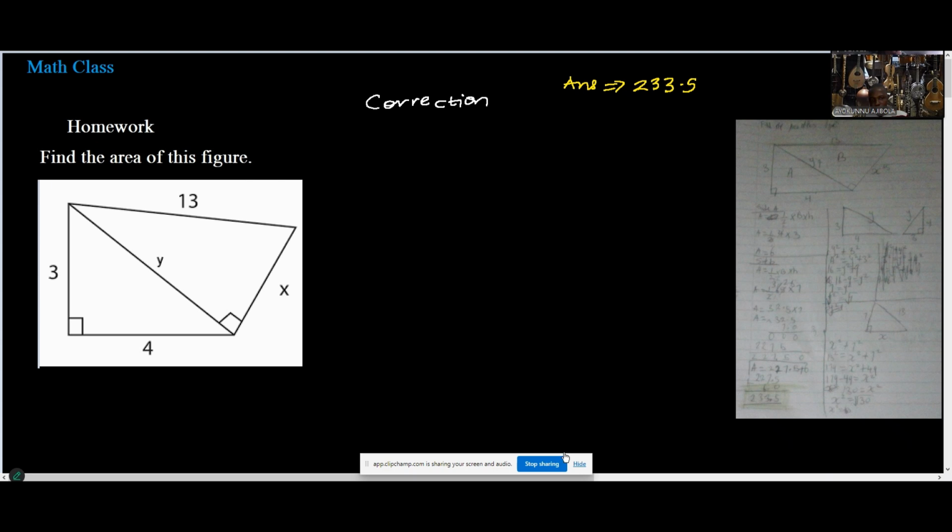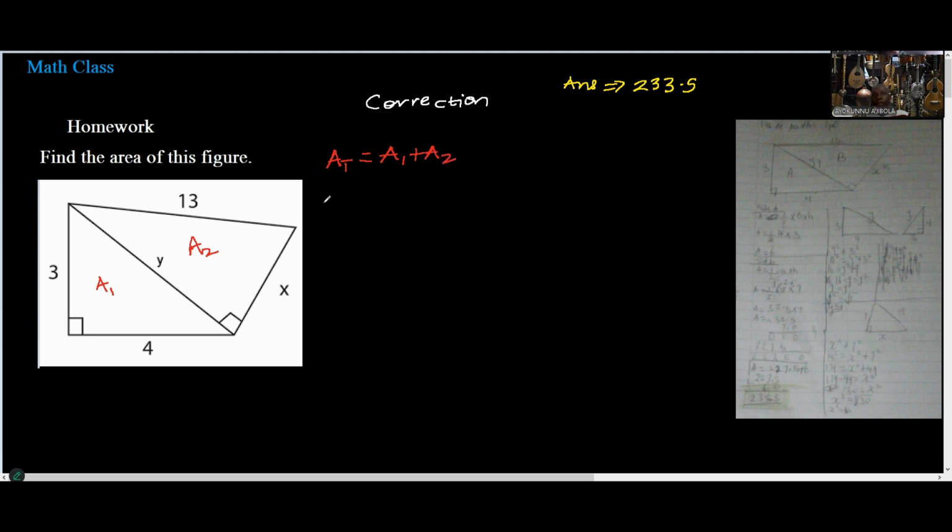Figure to find the area, we have two triangles in the figure. That means we'll find the area of the first triangle and the area of the second triangle. So the total area is going to be area 1 plus area 2.